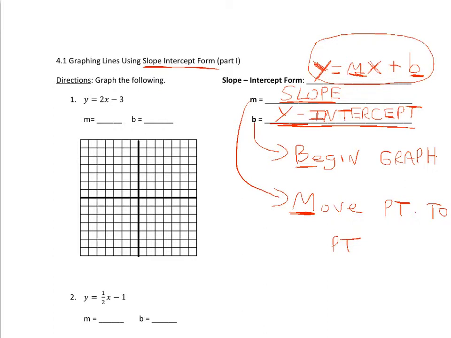Okay, let's look at the first one. You can see it's in slope-intercept form. Y is by itself. Now, let's identify what the slope is and identify what the y-intercept is. Okay, for number 1, we say this is the number that's multiplying x. That's the 2. That's the slope. Now, it's very important for slope. Let's write all of the slopes as a fraction because remember we did rise over run. So this is 2 over 1.